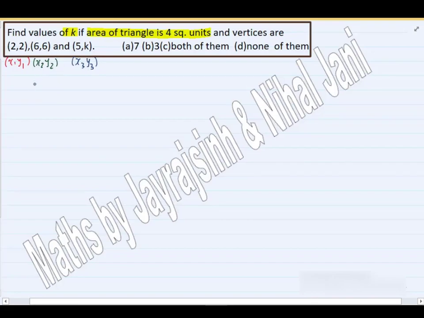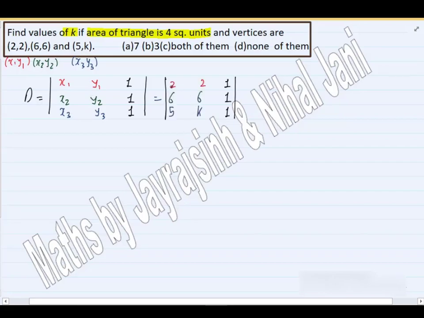We know the procedure. First of all, we have to find the value of d, and the next step is to put the coordinates in this formula. So we'll get the determinant with rows 2, 2, 1; k, k, 1, sorry, 6, 6, 1; and 5, k, 1. Let's expand with respect to the first row. So the first element is 2, then its determinant, minus the second element 2 and its determinant, and finally 1 and its determinant.